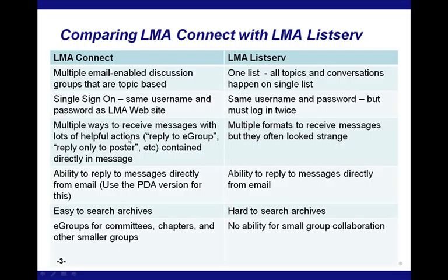Next, on LMA Connect, you have multiple ways to receive messages with lots of helpful actions. So when you actually get an email, there'll be links in that email that allow you to do specific actions, like reply to the e-group or reply only to the poster. This is a lot more helpful than the current listserv, where you simply hit reply and it went to everybody. And so we have more flexibility in the new LMA Connect. Most importantly, you'll have the ability in LMA Connect to reply to messages directly from email. You had that also in the LMA listserv, but the new LMA Connect allows you to reply.